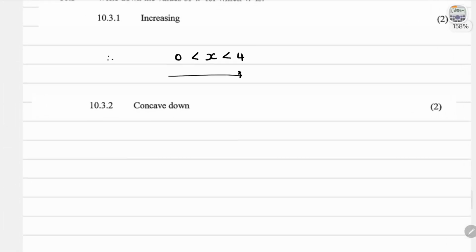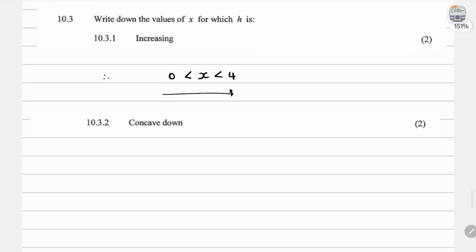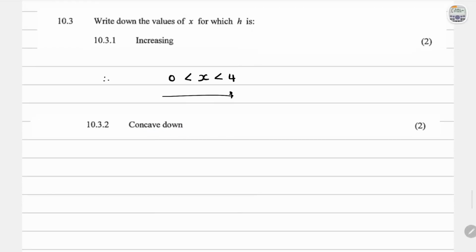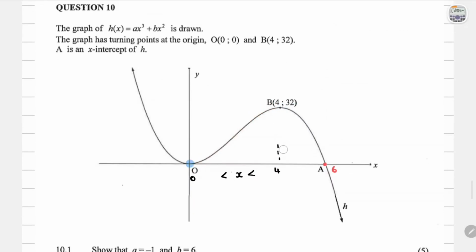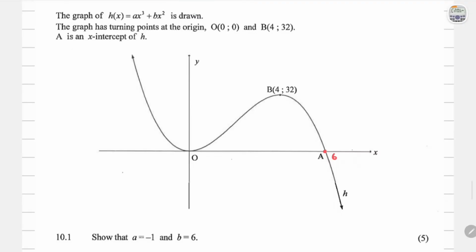Question 10.3.2 says we need to determine the values of x for which h is concave down. Okay, so where is it concave down? Remember that all they mean by concave is how it is curved. Okay, it can either be curved up or down. There are two places on this cubic function where it's either going to be curved up or down. So we can see that all through here, it is curved up. And then here, it is curved down. Okay, so it's concave down here, and we just need to tell them where exactly that is in terms of x.